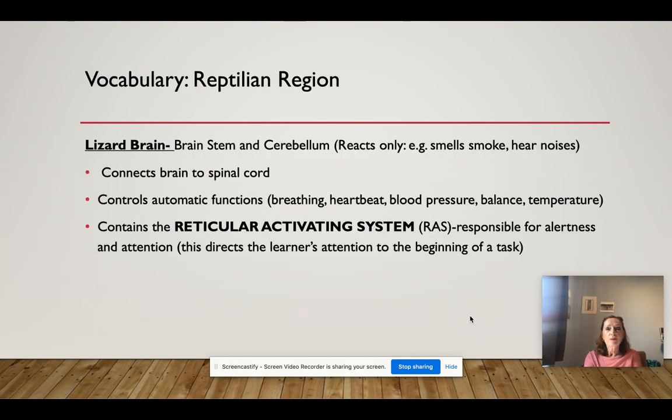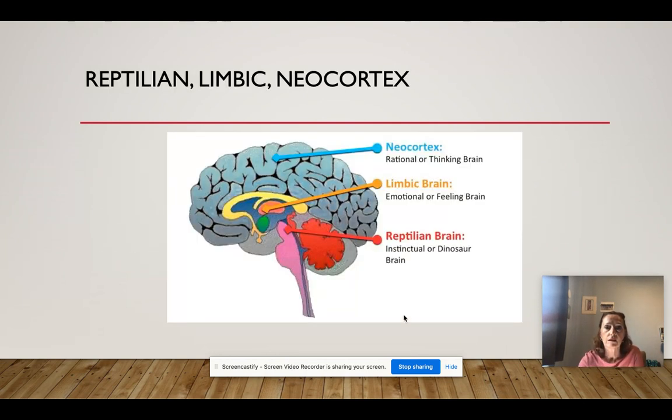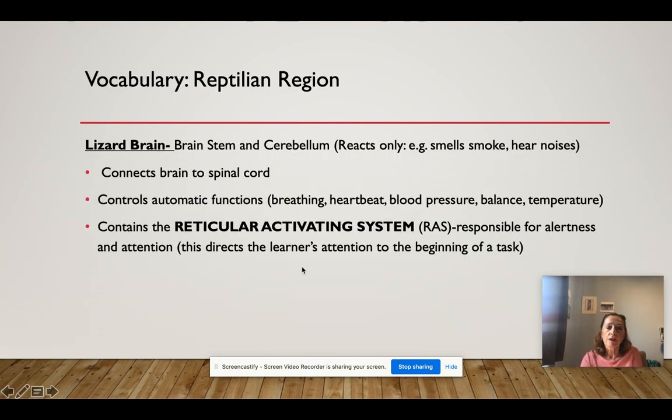So with the reptilian region of the brain, the lizard brain, this, as you saw, was the brain stem. So if we just go back here, this is the brain stem right in here. And it's also the cerebellum. This is the part of our brain that if we're sleeping and we smell smoke or we hear noises, we wake up. Okay, it's an automatic reaction.